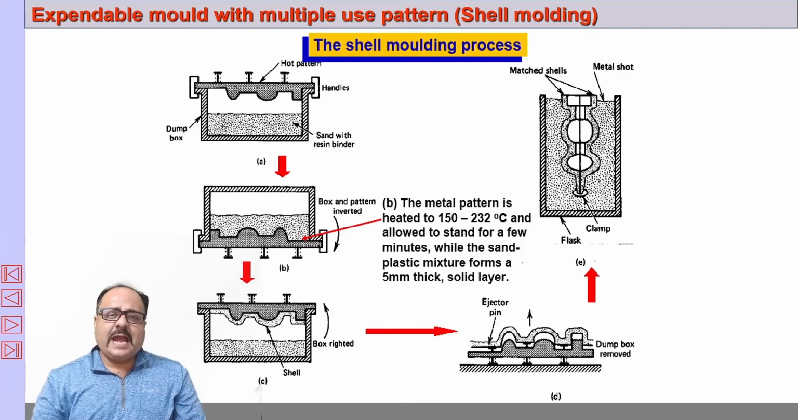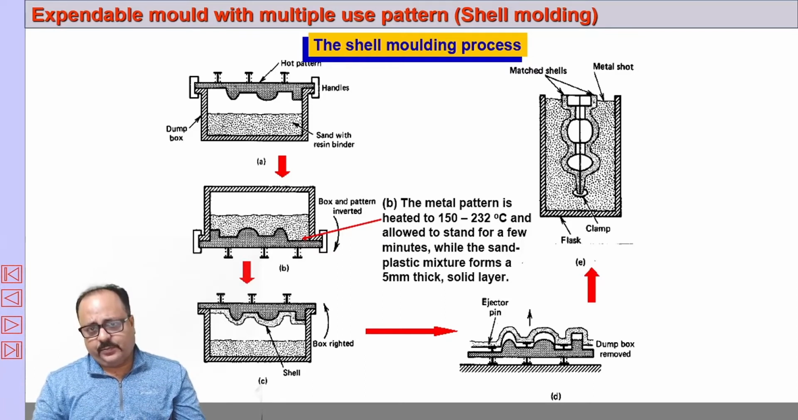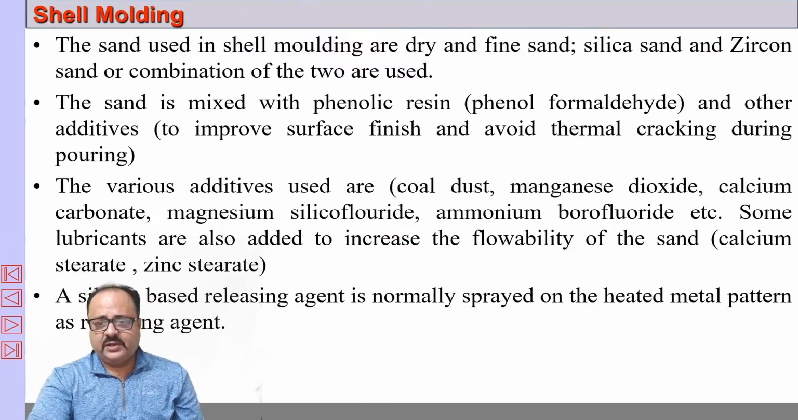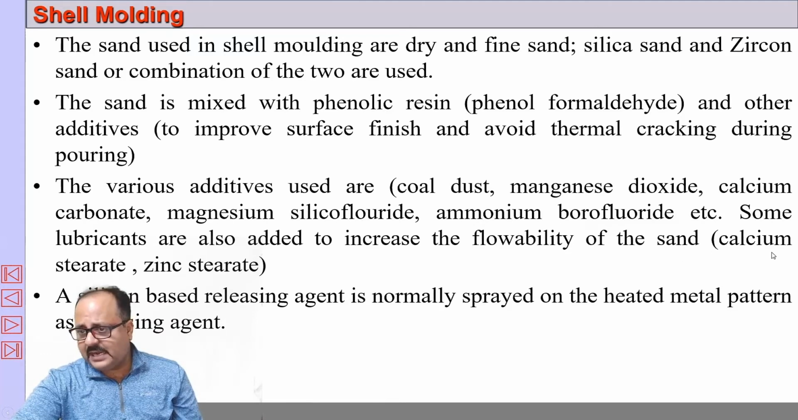Okay, mixed with certain additives. The sand is mixed with certain additives to improve certain properties. And also the sand is mixed with a certain amount of lubricants like zinc stearate or calcium stearate. The additives are basically coal dust, manganese dioxide, calcium carbonate, manganese silicofluoride, ammonium perfluoride, etc. Some lubricants are also added to increase the flow rate of sand. This is calcium stearate and zinc stearate.